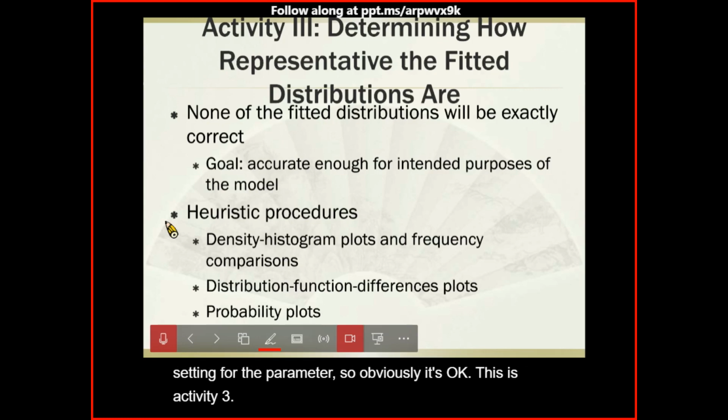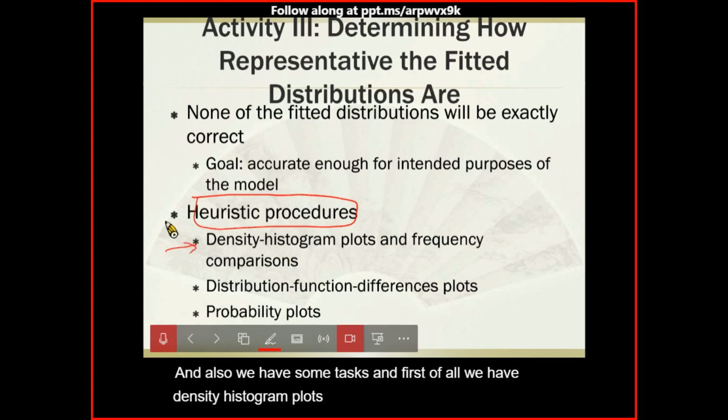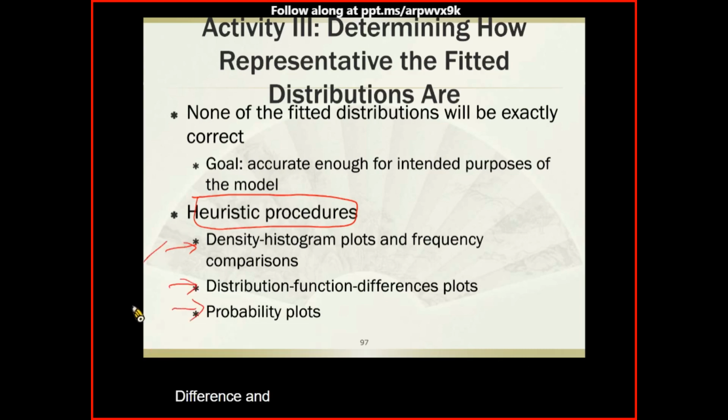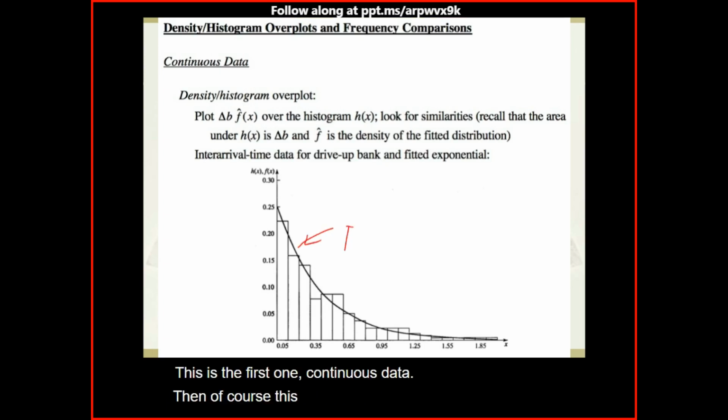In activity 3, we have some heuristic procedures and also some tests. First of all, we have density histogram plots, frequency comparison, difference, and probability plots. Well, this is the first one, for continuous data. Then, of course, this is the density, and this is the histogram, and we put them together.